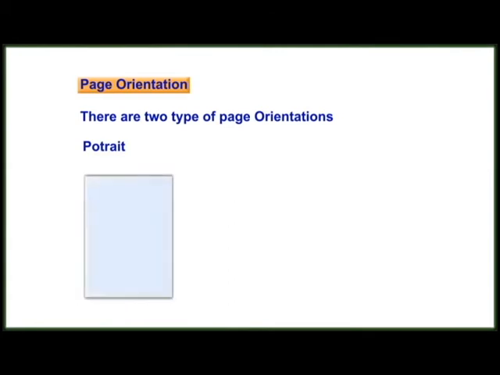Again, let us see page orientation. There are two types of page orientations. One is portrait. This is the default page orientation option where the printing runs parallel to the shorter edge of the paper. The second one is landscape page orientation. In this, the printing runs parallel to the longer edge of the paper.